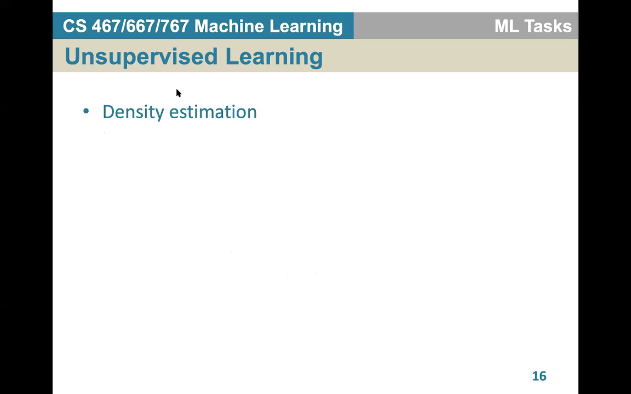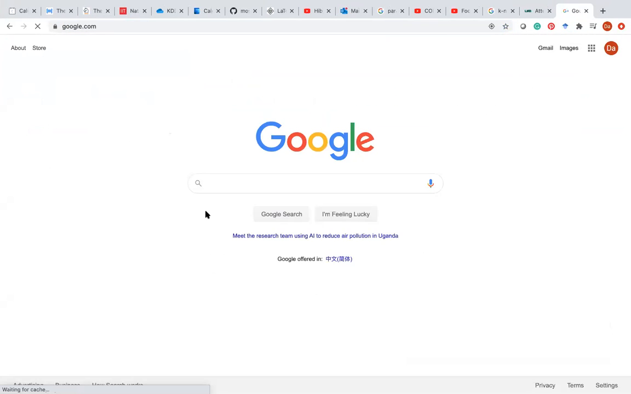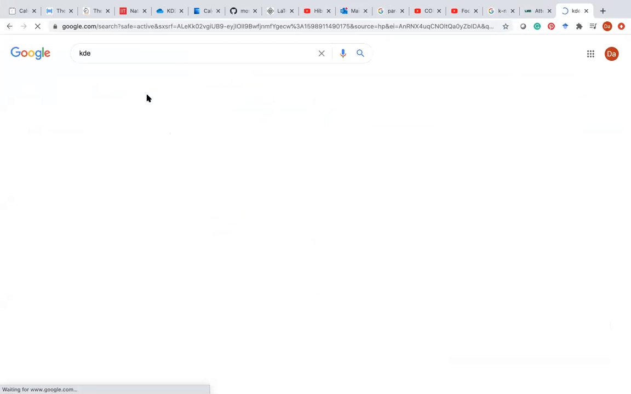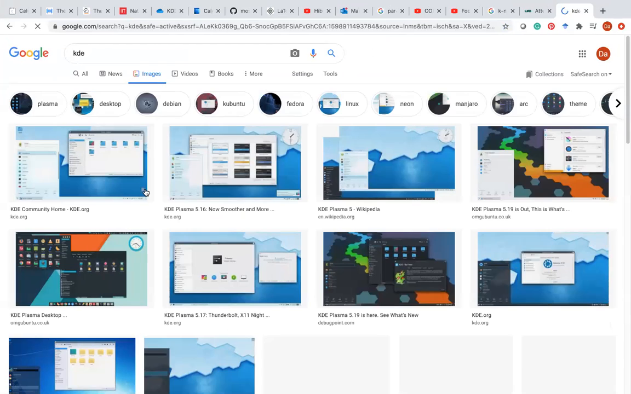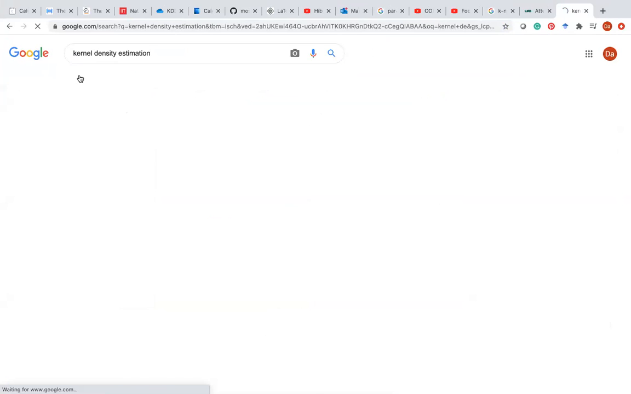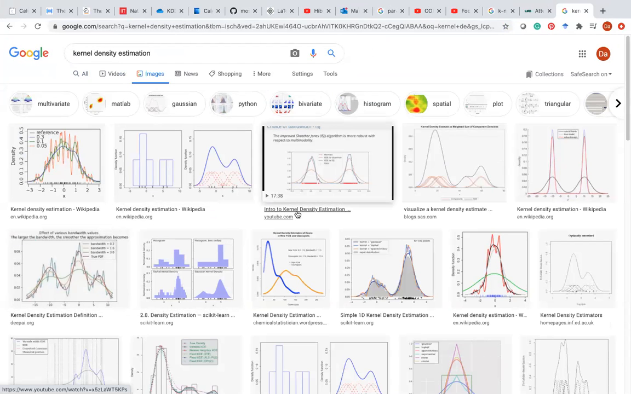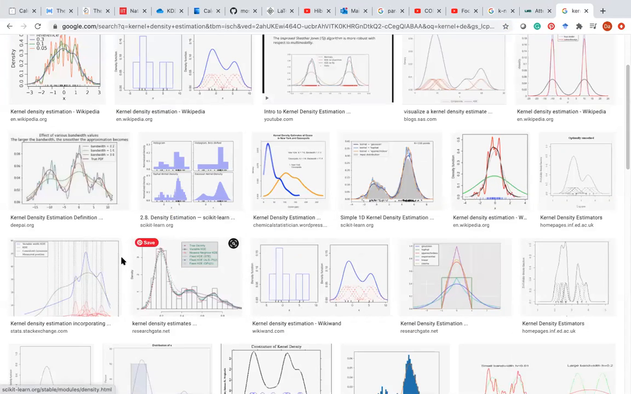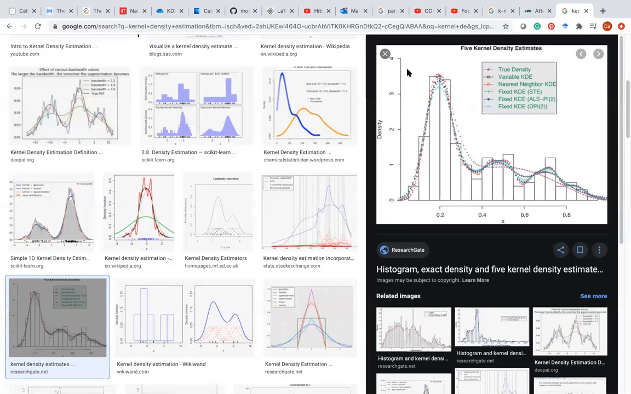A typical application of unsupervised learning, for example, is density estimation. We will see where density estimation is used. Let me give you a simple example of why we need density estimation. For example, let's go to Google and look at kernel density. This may not be easy to interpret. Maybe this is a better way.